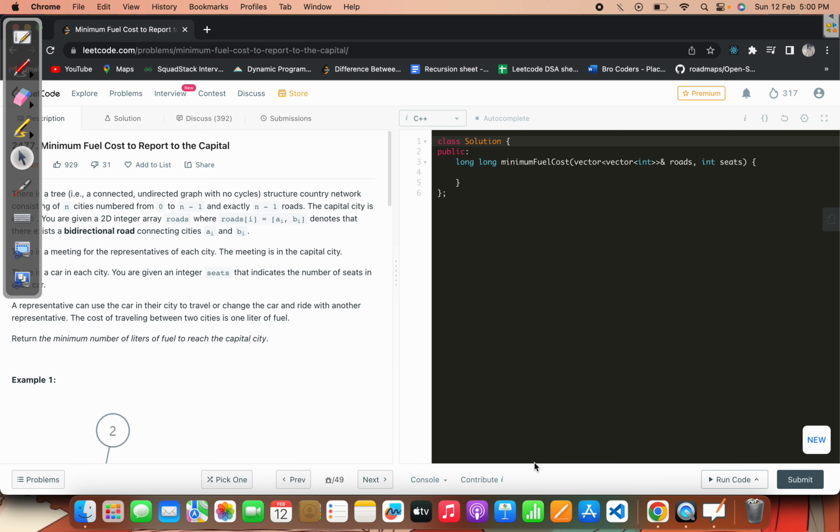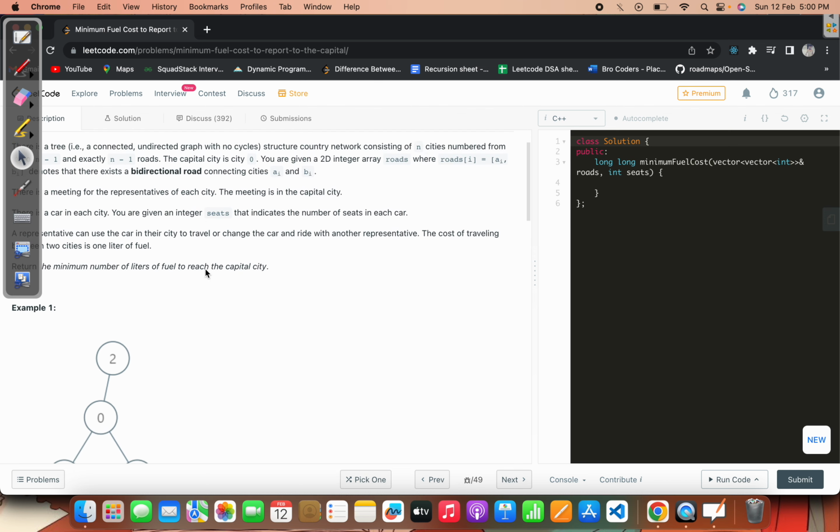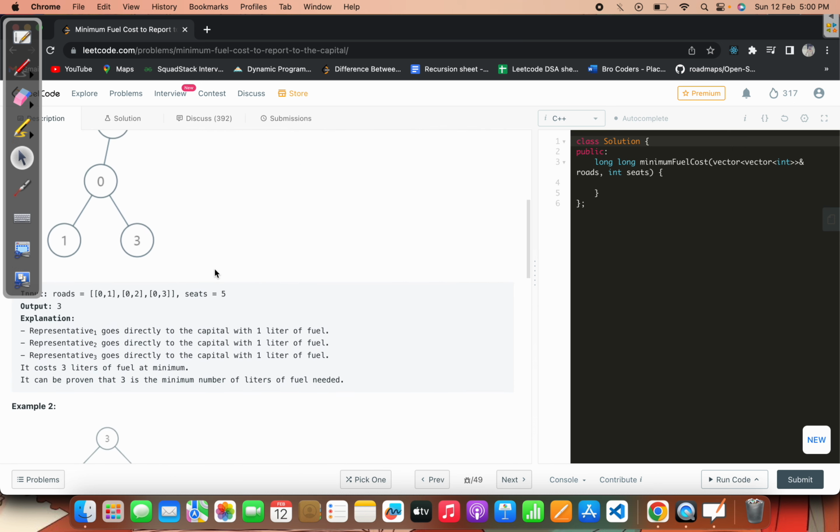Problem. So first we will understand today's problem, then we will think of an approach, then we will implement it. So okay, what today's problem is saying is that, so I will directly draw it.